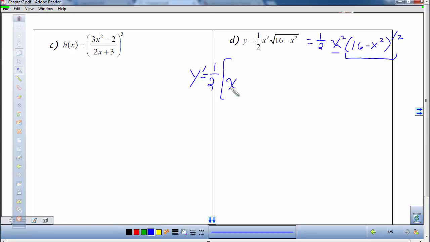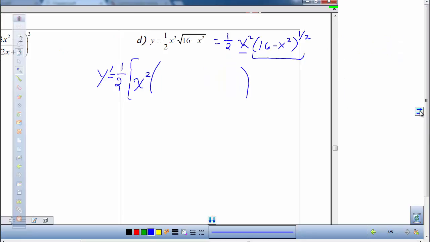So first times the derivative of the second. We're going to come back and deal with that in a second. Plus the second times the derivative of the first. Well, the derivative of the first is just what? 2x. Now I just need to find the derivative of the second.